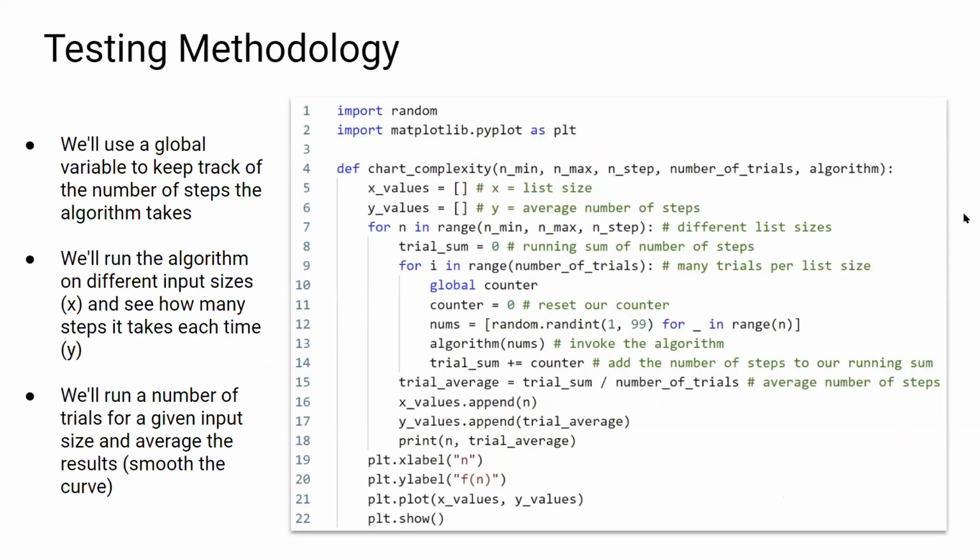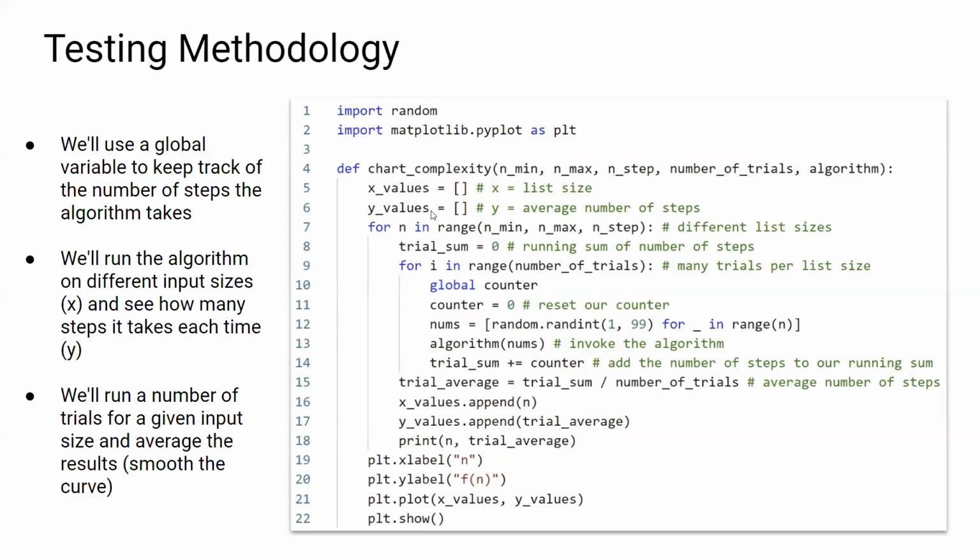So I implemented a little bit of test code because I wanted to generate some fancy charts. It's a little bit much. I hope you all are familiar with Python. Basically, we're using a global variable to keep track of the number of steps the algorithm takes. We're going to run the algorithm on a bunch of different input sizes, and do a bunch of trials for a given input size to average out some noise in the number of steps, because the number of steps an algorithm takes for a given input size could vary dramatically.